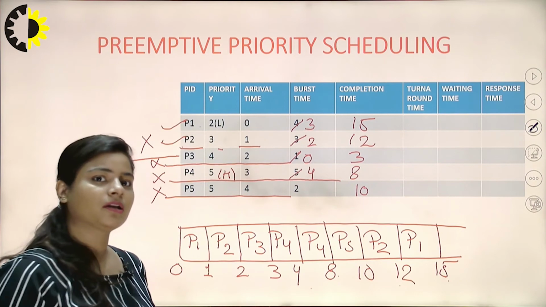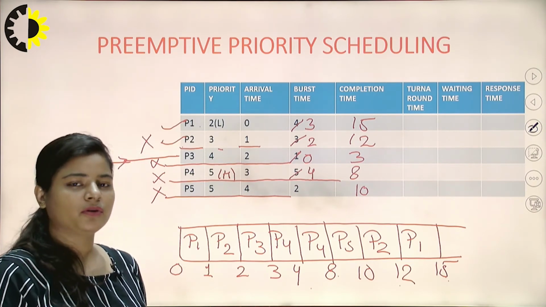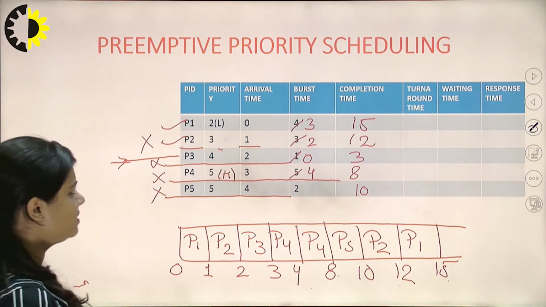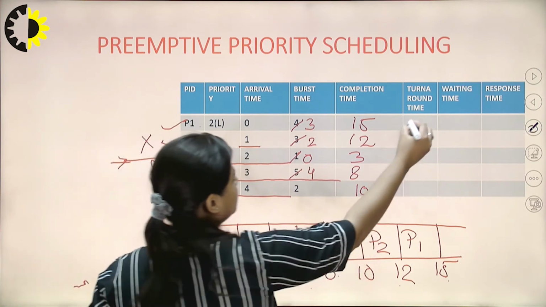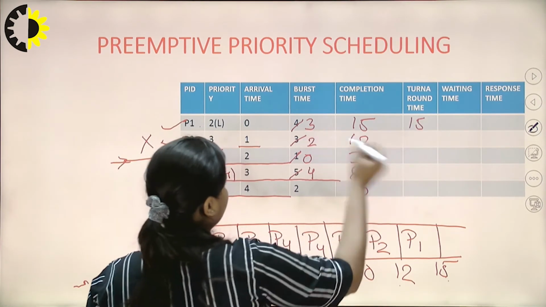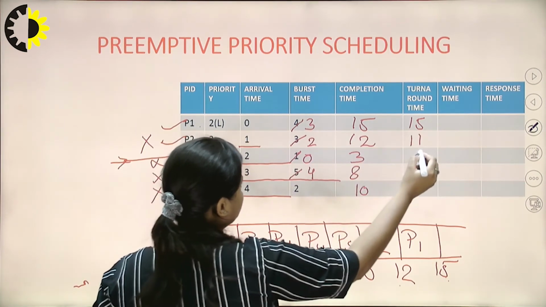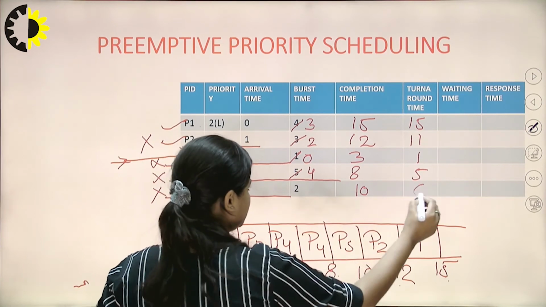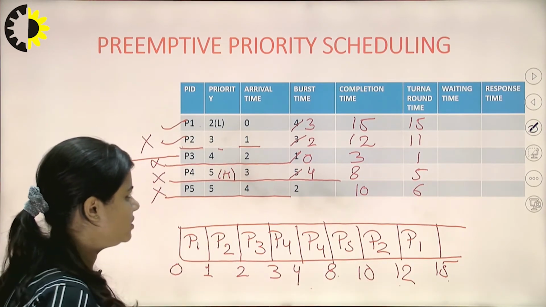Now we have to calculate the TAT, WT and RT. I have told you the formula: TAT is equal to CT minus AT, completion time minus arrival time. So 15 minus 0 would be 15, 12 minus 1 is 11, 3 minus 2 is 1, 8 minus 3 is 5, 10 minus 4 is 6. So we have got the TAT for all these processes.